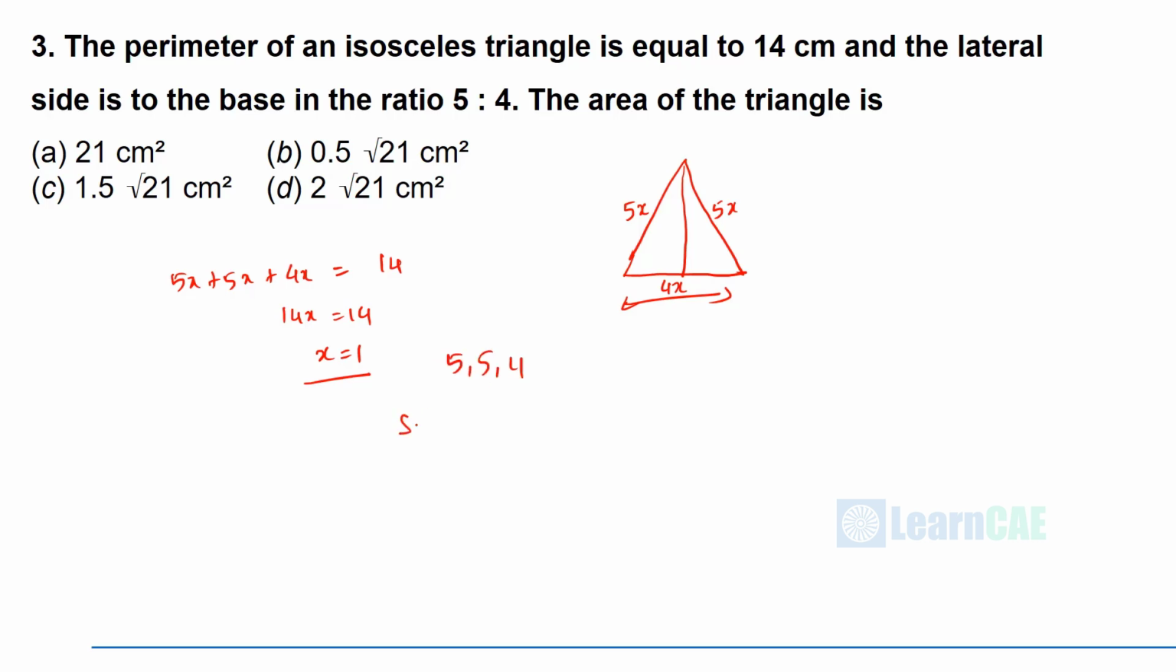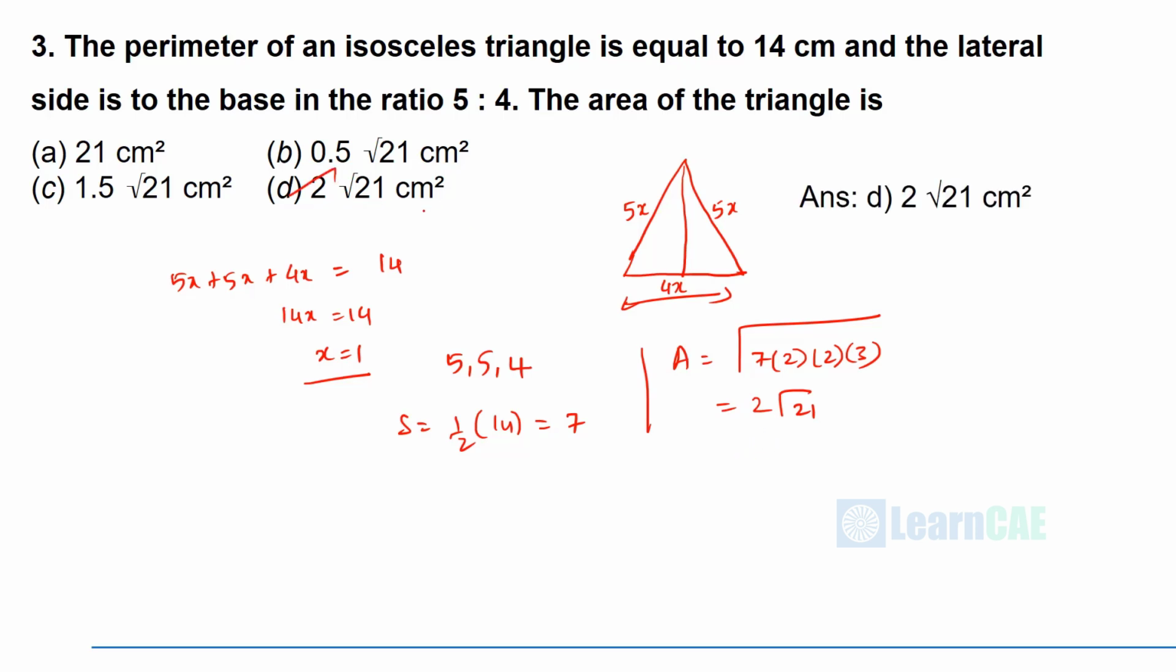So the semi-perimeter is half of the sum of these three sides, which is 14, which is equal to 7. So area is equal to square root of s into s minus a. We will not write the formula again. We will directly write the values. 7 into 7 minus 5 is 2, another 2, 7 minus 4 is 3. So which is equal to 7 3s are 21. 2 we can take it out. So the answer is 2 square root of 21 centimeter square. That is D. Okay. We shall check the next problem.